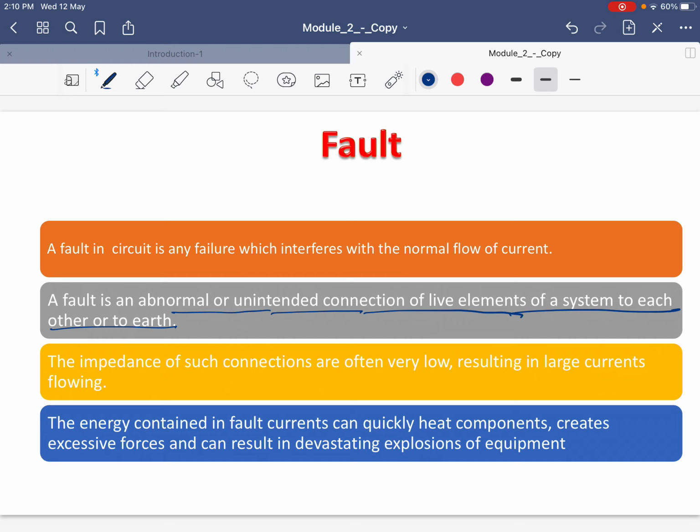When a fault occurs, the impedance of such connections is often very low, resulting in large current. That is, when a fault occurs in the system, the fault impedance is very, very small. Thereby, the fault current will be very high whenever a fault occurs on the system.